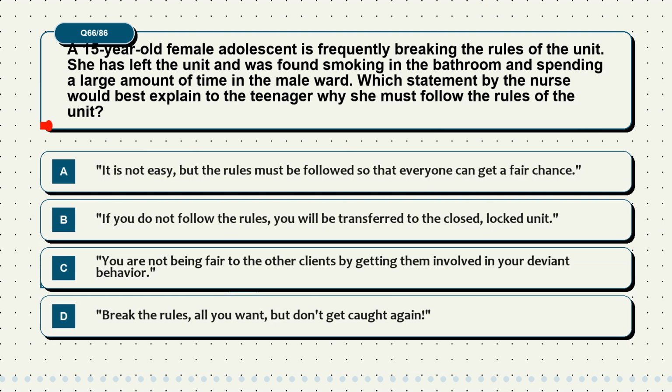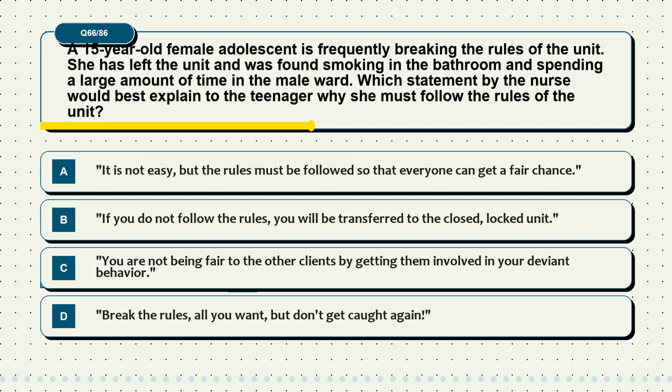Question 66. A 15-year-old female adolescent is frequently breaking the rules of the unit. She has left the unit and was found smoking in the bathroom and spending a large amount of time in the male ward. Which statement by the nurse would best explain to the teenager why she must follow the rules of the unit? Here are the options.